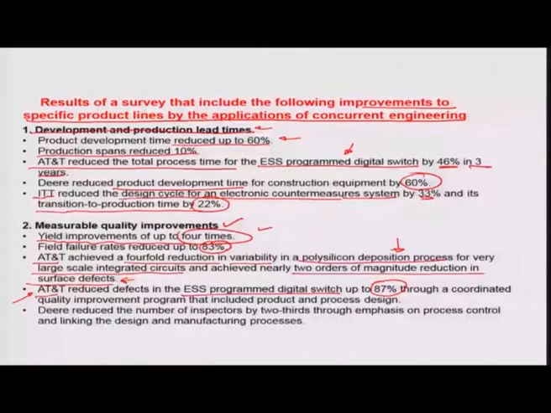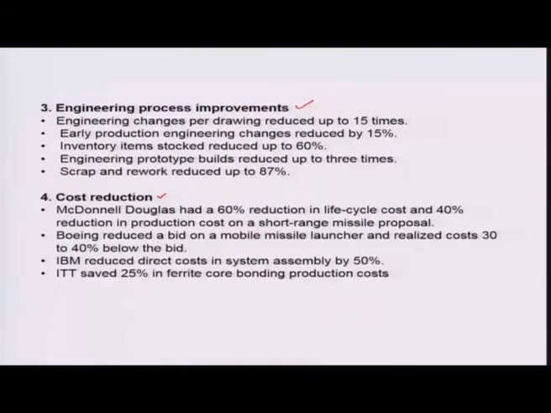Similarly, John Deere reduced the number of inspectors on their production lines by almost 2/3 through emphasis on process control and linking design and manufacturing processes closely, so that they could have measurable quality improvement, again as a result of the concurrent engineering applications. There are other examples also for engineering process improvement. For example, engineering changes per drawing have been seen to reduce almost 15 times sometimes. Early production engineering changes got reduced by about 15%.